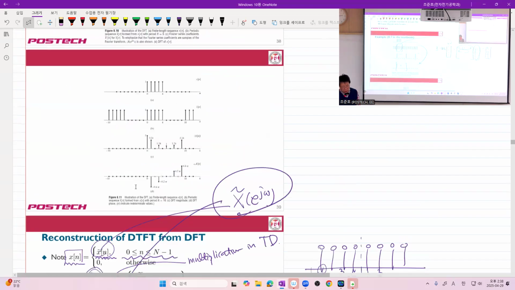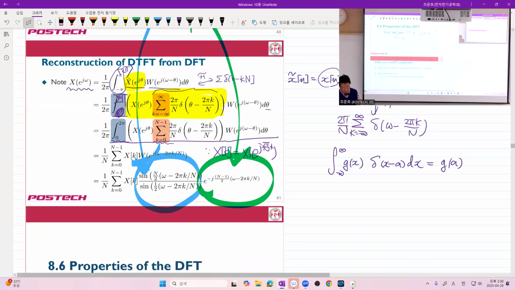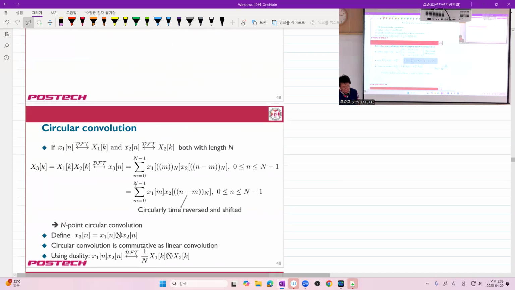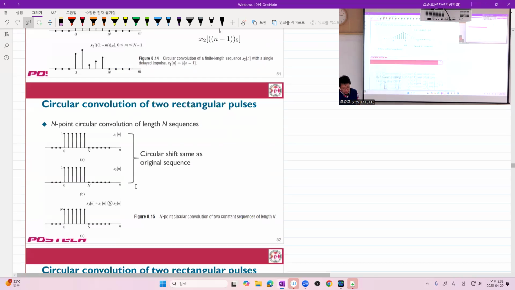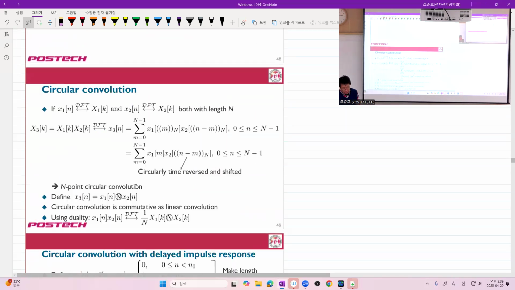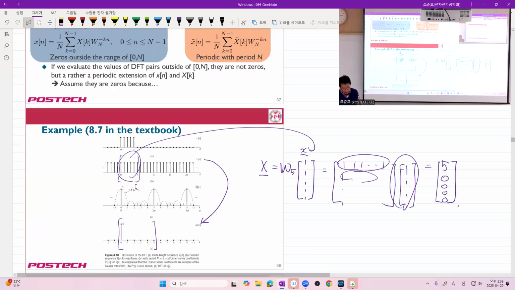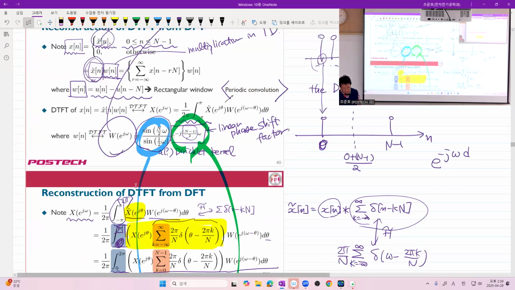So let's see, where is the example? I've seen an example somewhere. Just a second. I cannot find it. Probably I've seen it in the textbook. Okay. Anyway.